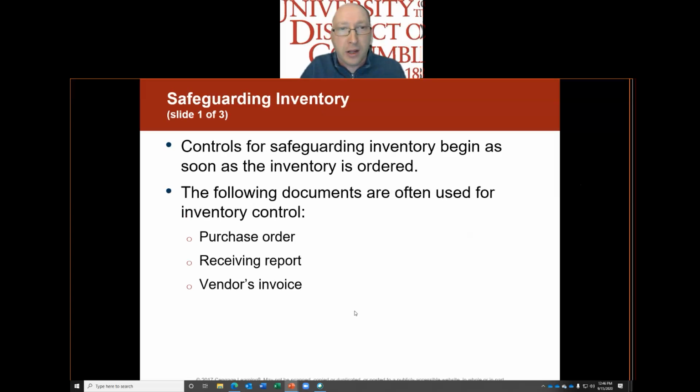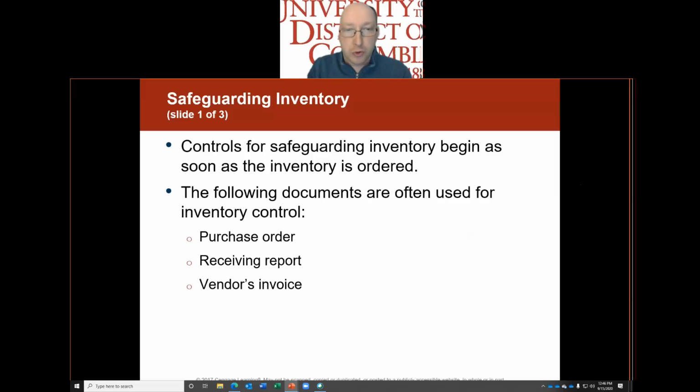So safeguarding. We have controls for safeguarding inventory as soon as the inventory is ordered. We have what we call our primary documents. In accounting, we have primary documents to track our accounting process. For inventory, this includes things like the purchase order, the receipt that comes with the inventory, and the vendor's invoice.